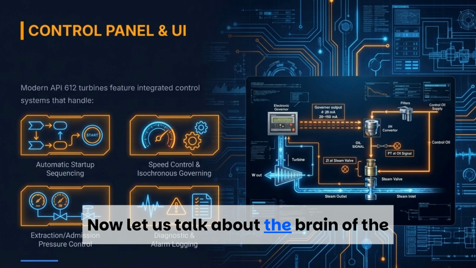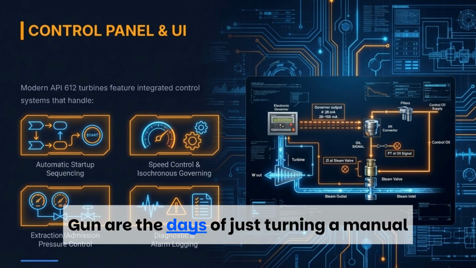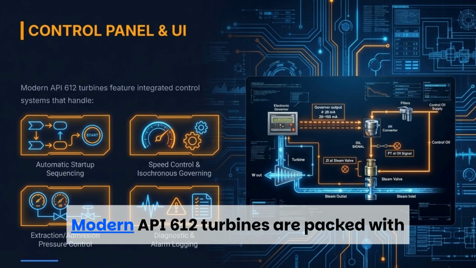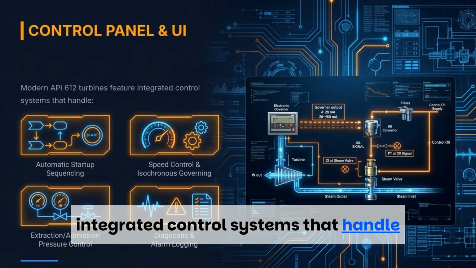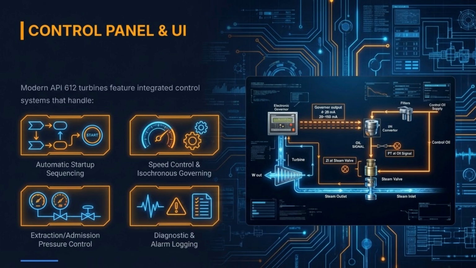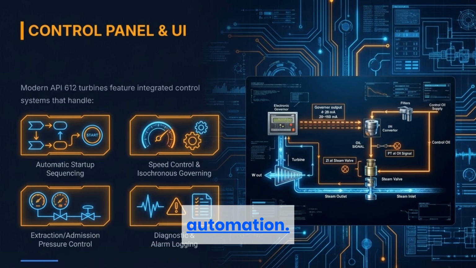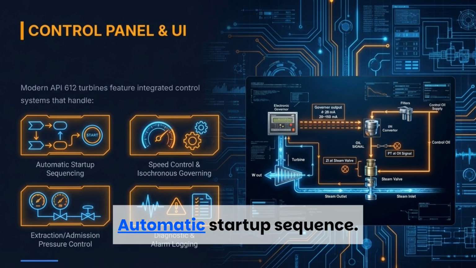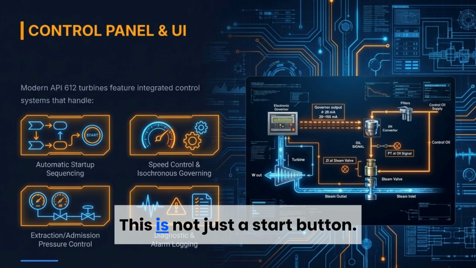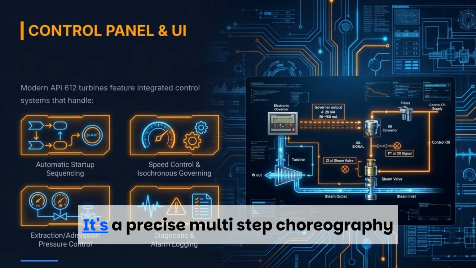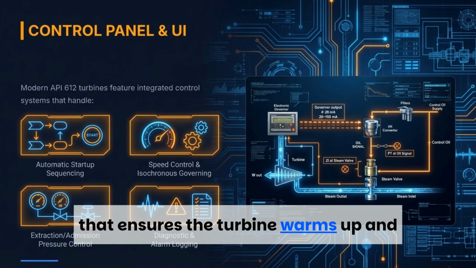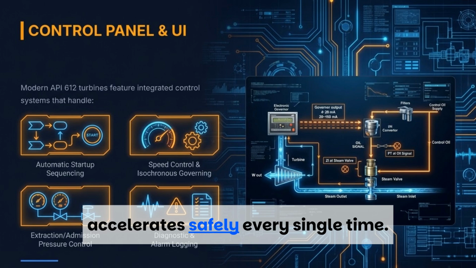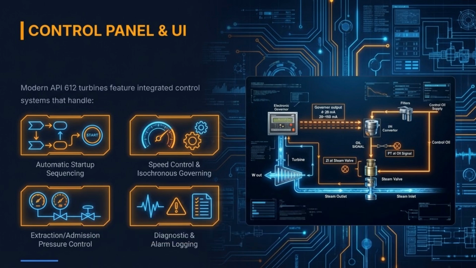Now let us talk about the brain of the operation. Gone are the days of just turning a manual valve and hoping for the best. Modern API 612 turbines are packed with integrated control systems that handle the heavy lifting for you. Look at these 4 powerhouses of automation. Automatic startup sequencing. This is not just a start button, it is a precise multi step choreography that ensures the turbine warms up and accelerates safely every single time.